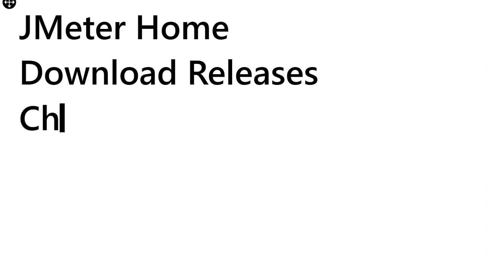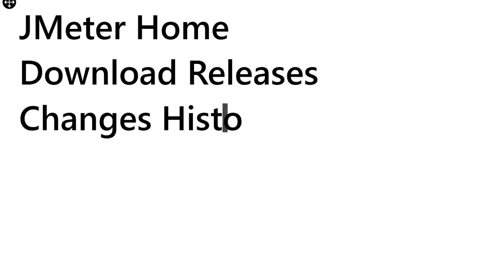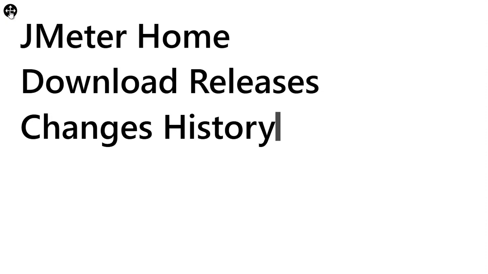Okay, so the first one is JMeter home, then download releases, and the third one is changes history. Okay, so these are the three steps. We have already performed these steps in automated recording. We have already recorded them, but now we would be learning how we can record them manually. It is easy. We just need to learn a few things and we can work with it. So let us start with this.